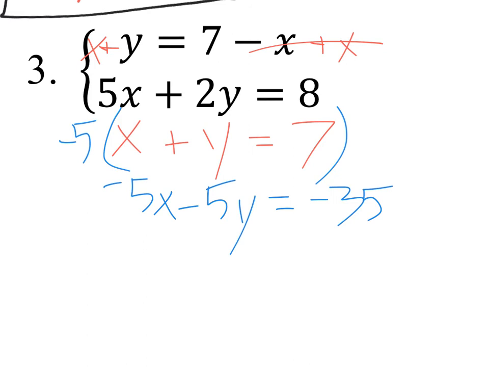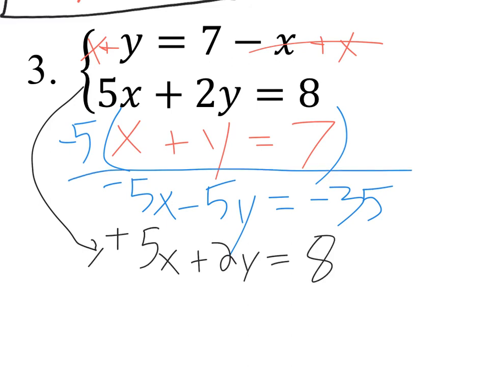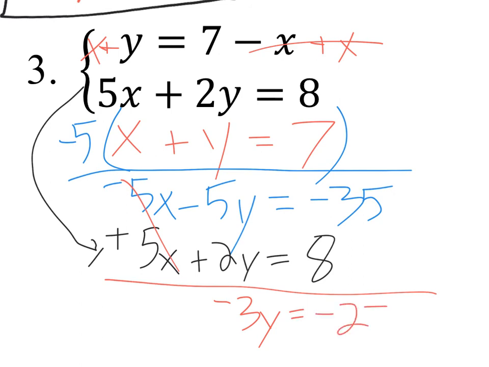So what I'll do now is rewrite this equation right here, and then I'll add the two together. So you see I have 5x plus 2y equals 8. I just rewrote that equation so that they're stacked on top of one another. So that way when I add, it makes sense. Negative 5x plus 5x equals nothing, and then negative 5y plus 2y would equal negative 3y. And then negative 35 plus 8 would make negative 27.